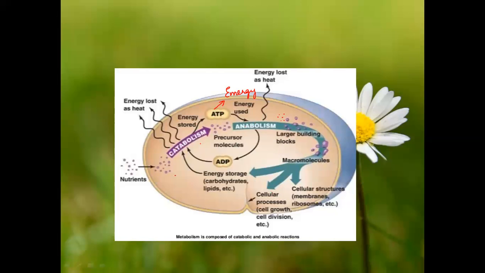Nutrients are taken in, and the catabolism reaction takes place. From here the ATP is released. ATP is nothing but energy, and ATP is stored as well. This energy is used for anabolic reactions. In an anabolic reaction, smaller molecules come together to form larger molecules.